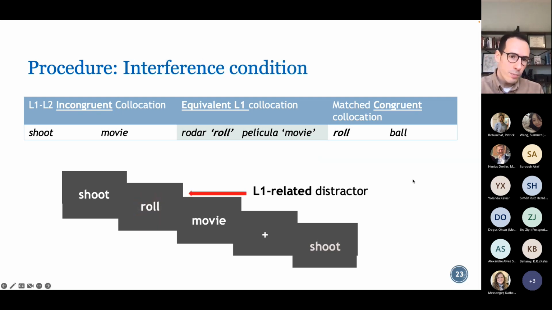Now, what the other group of learners saw was different distractors. You can see here, this is what would be actually a plausible candidate based on their knowledge of their first language. So this is an L1 related distractor. And the idea is that this should be a much harder choice to make, to the extent that this would seem like a valid choice based on the first language knowledge.